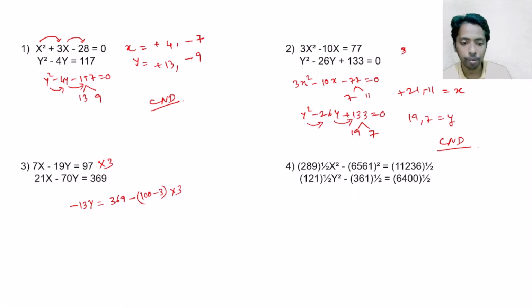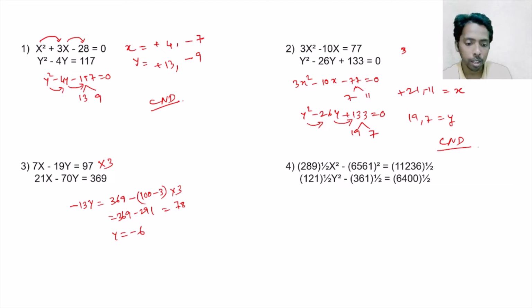If you feel that 97 multiplied by 3 is difficult, it's not difficult. Just 100 multiplied by 3, and this is not 100 but 3 less than 100. So 3 times 3, that means 9. So 300 minus 9, 291. That is 369 minus 291, which gives us 78. So the value of y is -6.